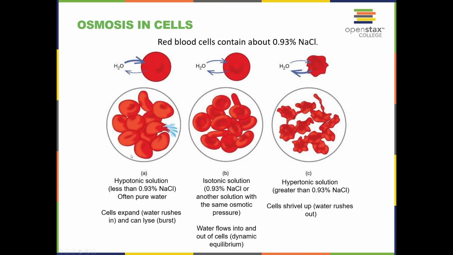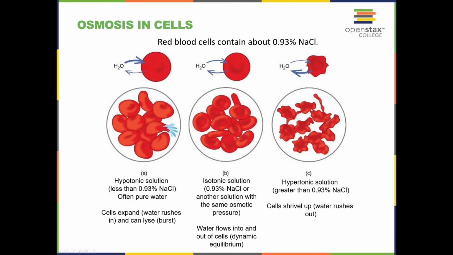This is why if you give someone an IV, it can't be of pure water. It has to be of something that's isotonic, okay, 0.93% NaCl or 5% dextrose, a glucose solution, things like this. With an isotonic solution, like I said, 0.93% NaCl or some other solution with the same osmotic pressure, the rate of water flow in and out of the cell is equal. So solutions that they would give in IVs would be these isotonic solutions. Water flows in and out, but the cells don't burst, they stay intact.